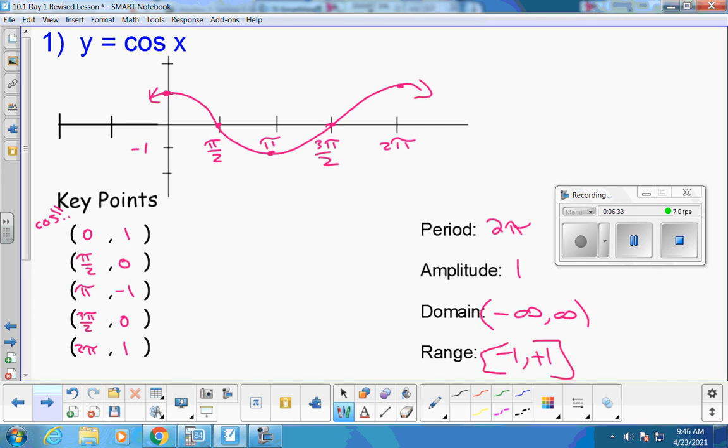Oh, that should have been a positive one. Now I'm curious if I messed that up on the sine graph. I'm going to pause and check that. All right, I checked that. Now it's perfect on the sine graph.